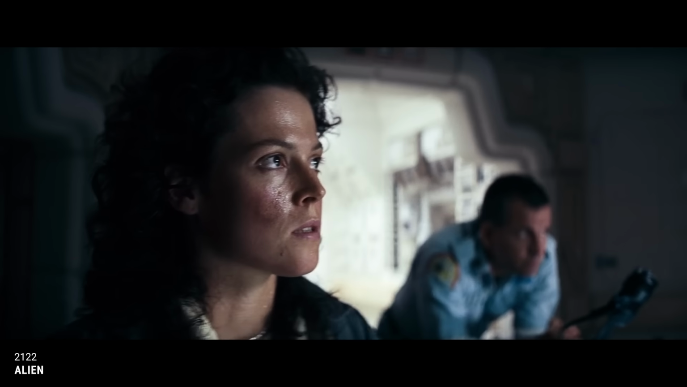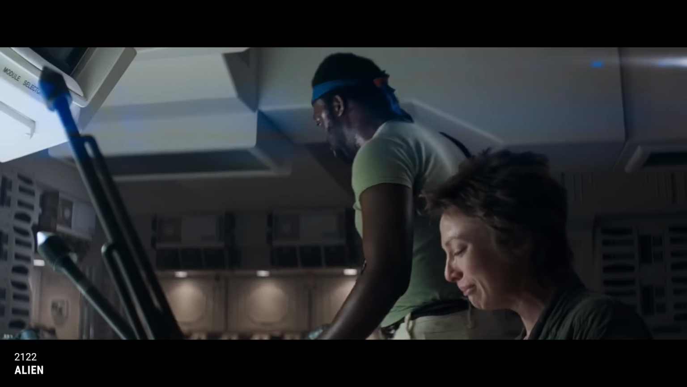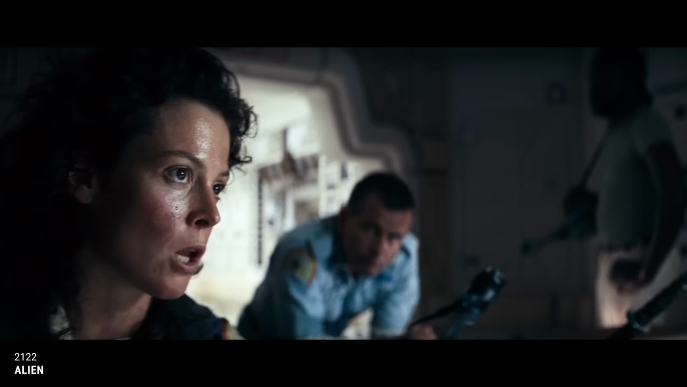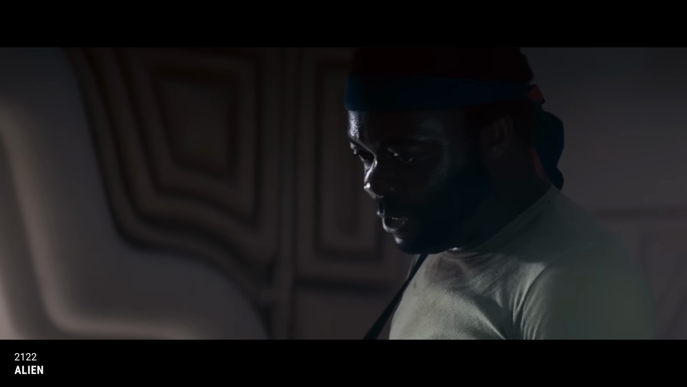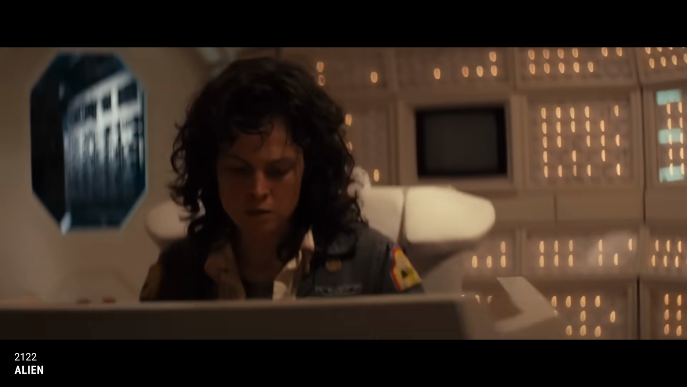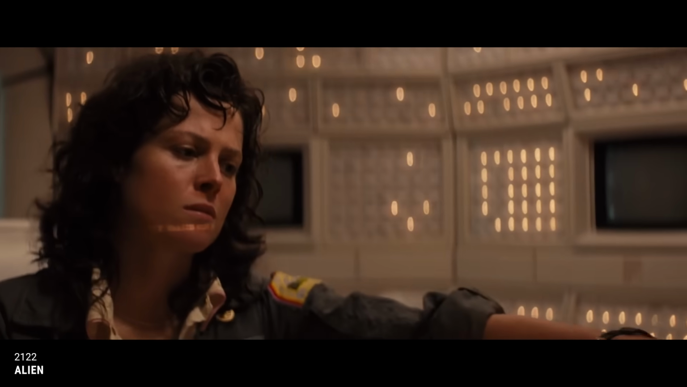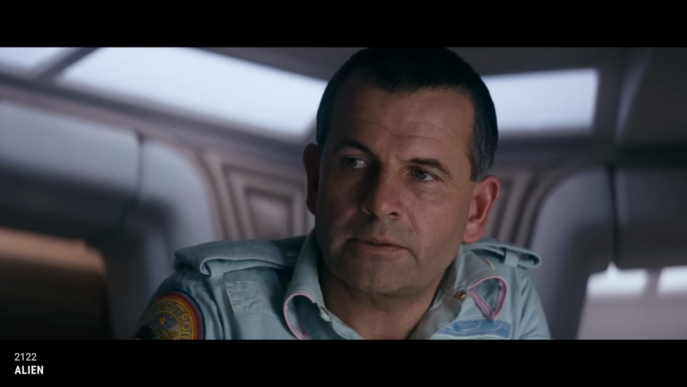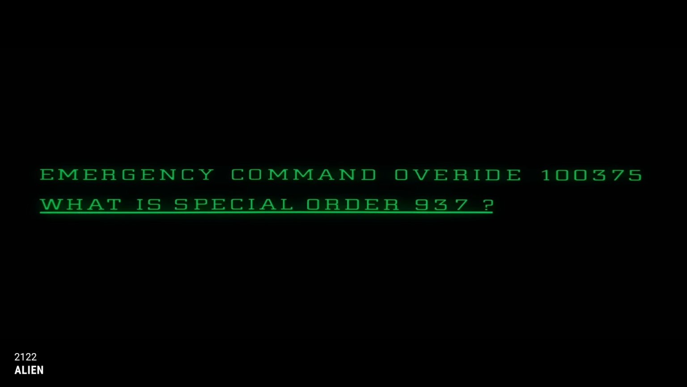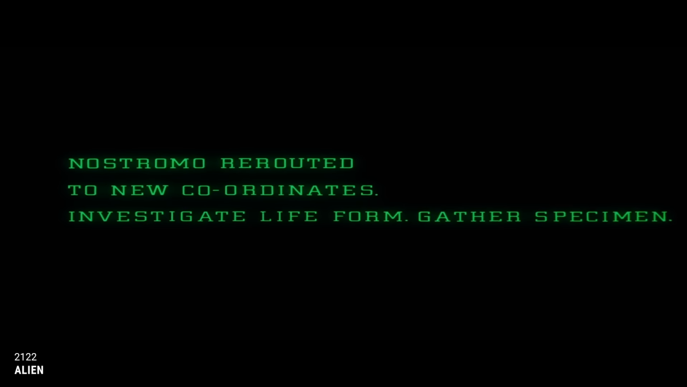The team deliberates. With no better ideas, Ripley insists they try the same thing again, but this time they'll work together, moving in pairs. Parker heads off to refuel their weapons, while Ripley, now Captain, speaks with Mother, and she learns about Special Order 937, a secret order from the company to Science Officer Ash. It turns out it was no mistake they stopped halfway to Earth. They were specifically rerouted to investigate the life form, to gather a specimen.